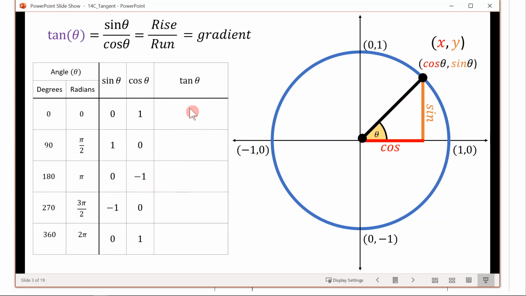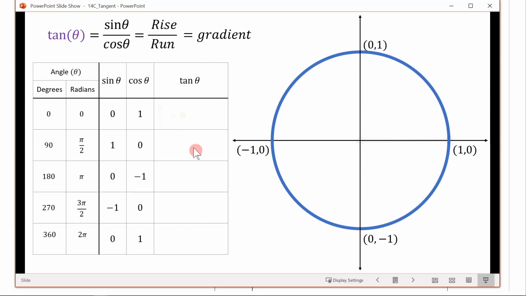So let's fill out this table here. This is in your booklet. Let's fill out the tan column here. The first one that we're going to look at is when we have an angle of 0. And if we were to use our simple definition of what tan is, it's sine over cos. You look at this coordinate right here. 0 is going to be my sine, 1 is going to be my cos, 0 over 1 is going to be 0. And we can also think of this in terms of gradient. The gradient of a horizontal line is 0.